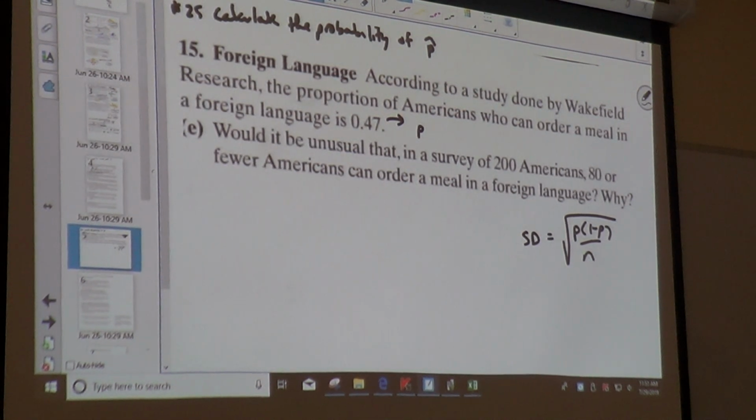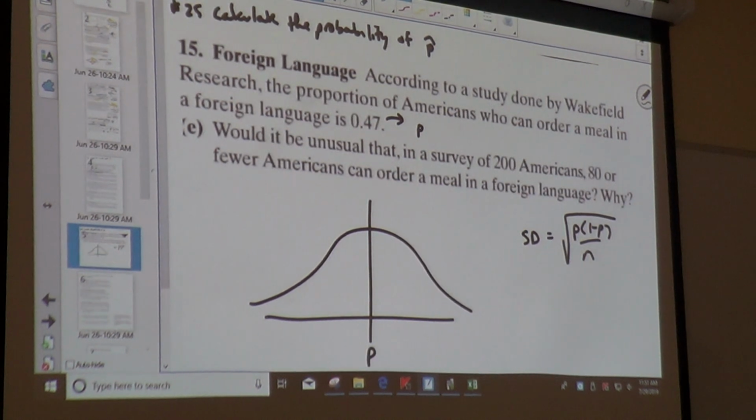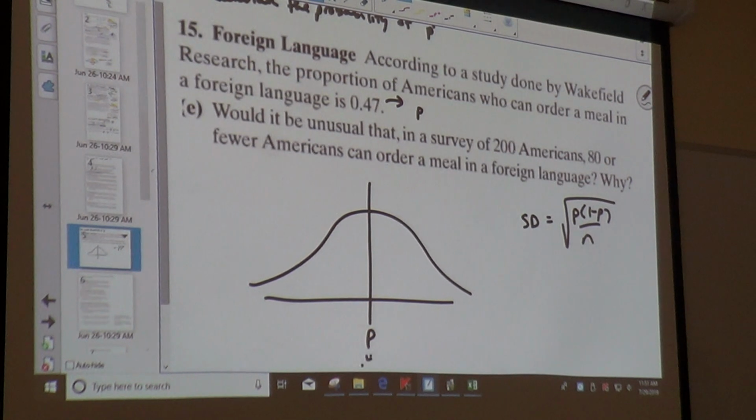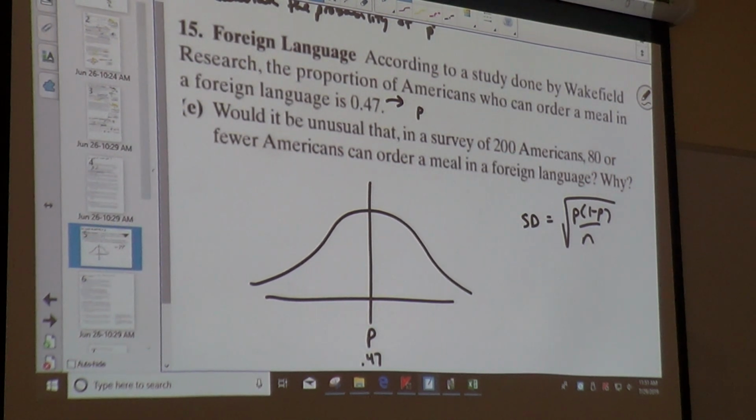0.47 is our P. That's our proportion. That's everybody. That's our population proportion. So when I do this, this is going to be our P. That's going to be our middle. That's going to be our 0.47. Now we need to find our standard deviation.